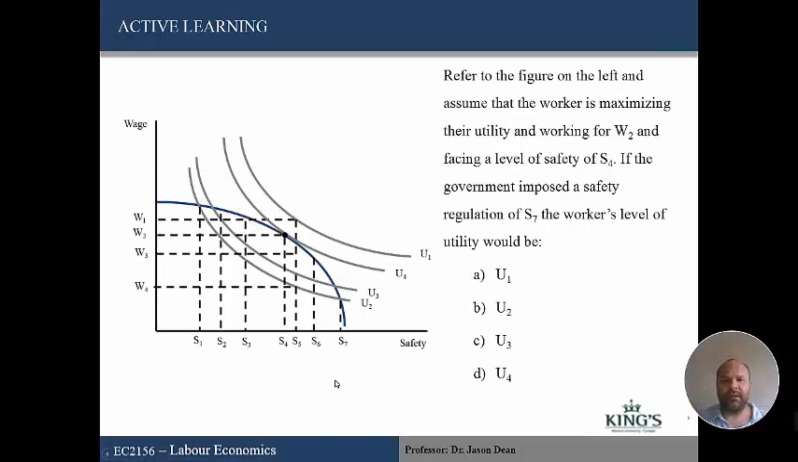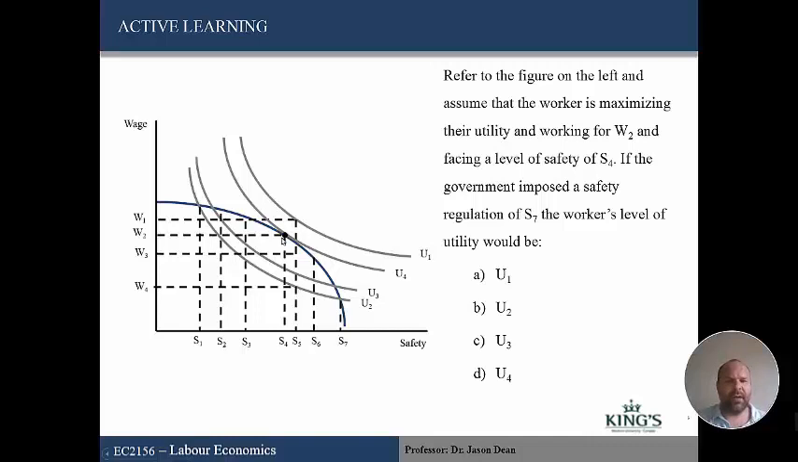Okay? So now look at this question. Refer to the figure on the left and assume that the worker is maximizing their utility and working for wage W2 and facing a level of safety of S4. So W2, S4. If the government imposed a safety regulation of S7, which is here, the worker's level of utility will now be what? Will it be what it was before, U4?